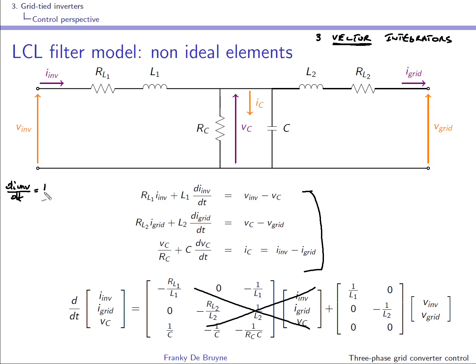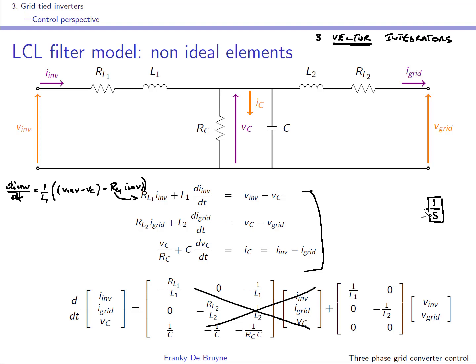So it's 1 over L1 times V inf minus Vc, minus RL1 I inf. This is completely equivalent with this equation, and the way you're going to work is you're going to put a vector integrator, so you're going to construct your model for the three phases at the same time.